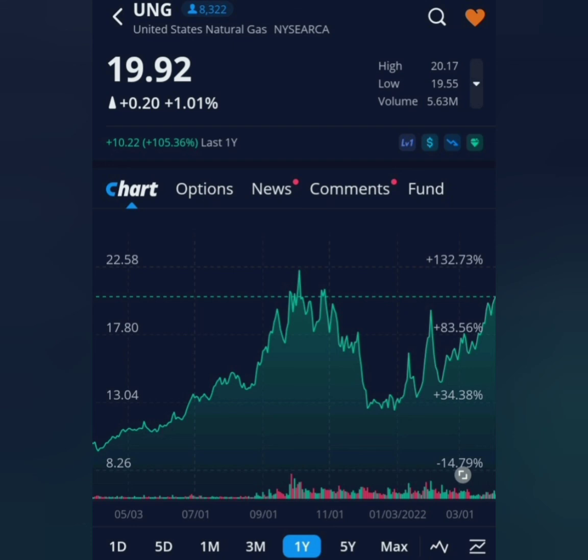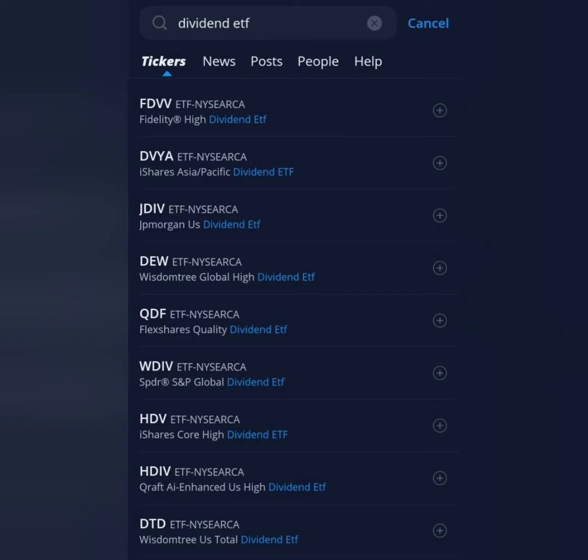UNG is a more stable version of a fund that follows natural gas. It basically has like a number of natural gas contracts. It's pretty nice to trade seasonally with natural gas as it goes up and down.